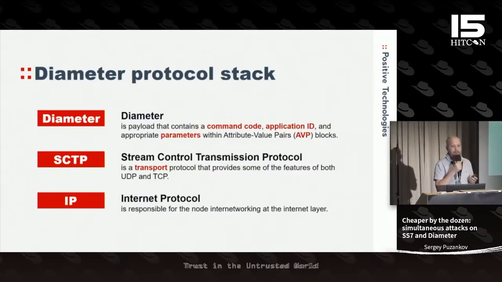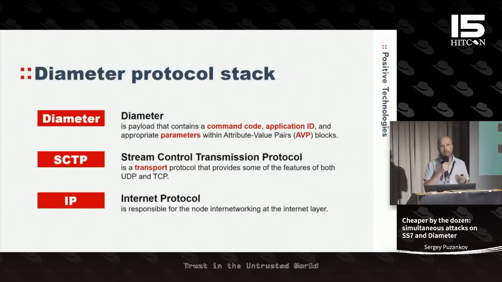Now the stack for the Diameter protocol. The Diameter protocol is initially based on the IP protocol. So for the international interconnection, the lowest layer is IP. Then this protocol uses SCTP, stream control transmission protocol, as the transport layer protocol, not UDP or TCP. SCTP provides some functions from both UDP and TCP. And the payload is the Diameter protocol. This protocol contains the command code, application identity, and all the parameters.